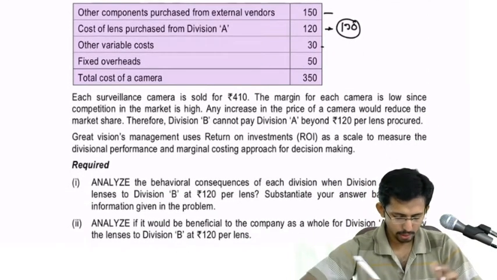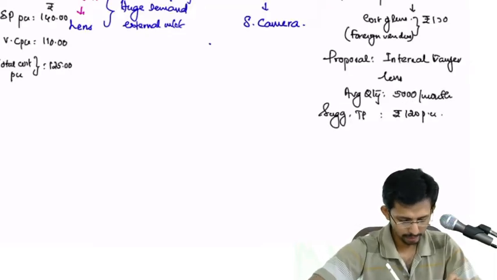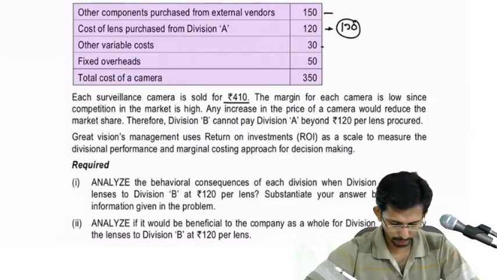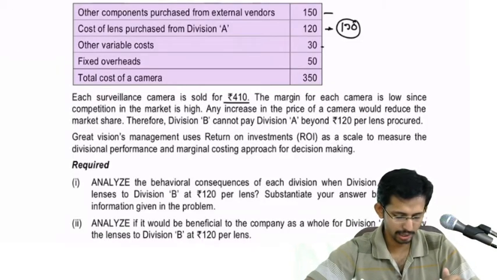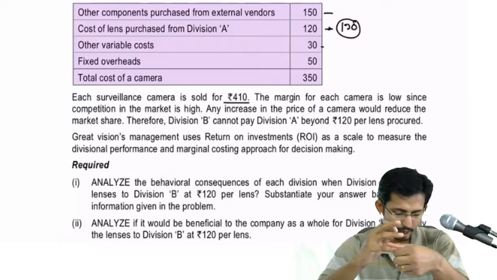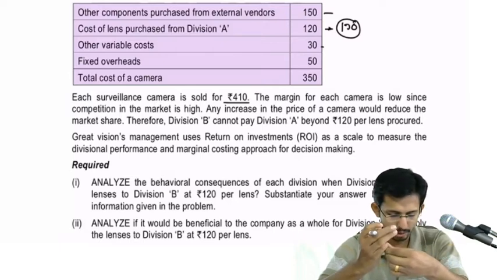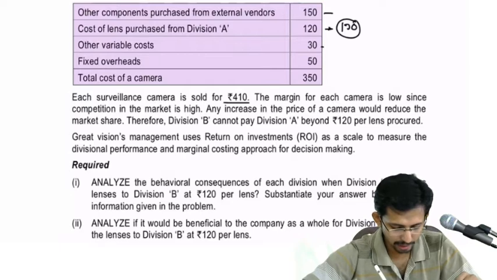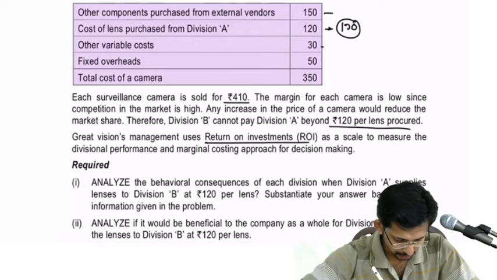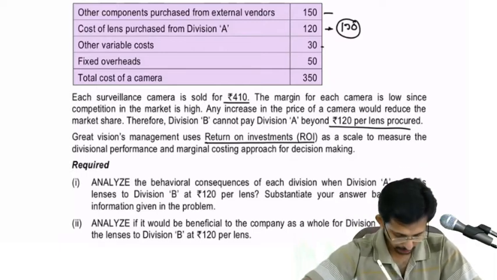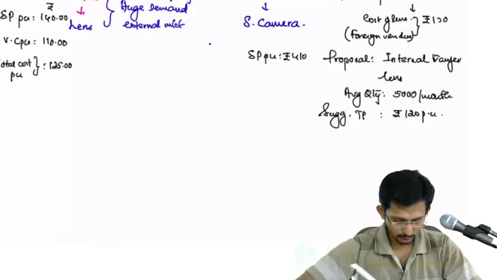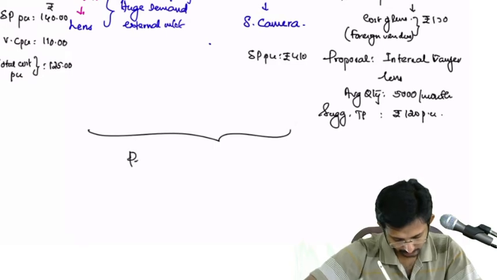Now each surveillance camera is sold for rupees 410. So selling price per unit is rupees 410. And what do they say about the margin? The margin for each camera is low, since competition in the market is high. Any increase in the price of the camera would reduce the market share. Therefore, Division B cannot pay Division A beyond 120 per lens procured. Great Vision's management uses return on investment as a scale to measure the divisional performance, and the marginal costing approach for decision making. So the performance of divisions is measured.